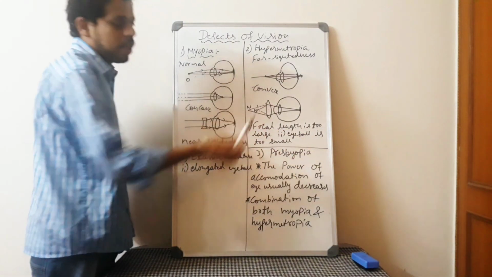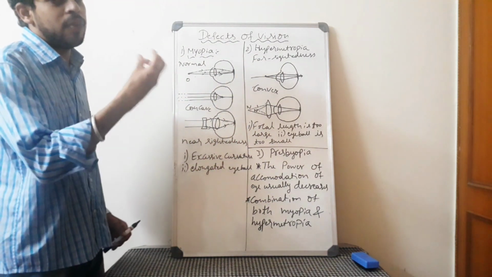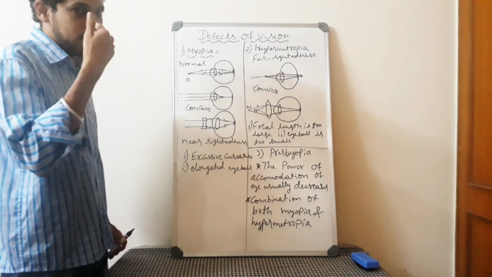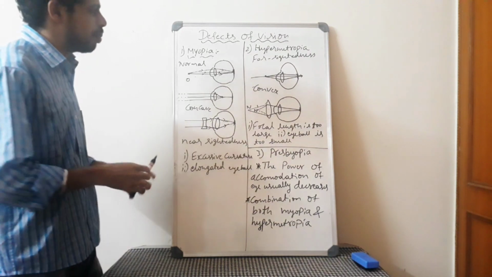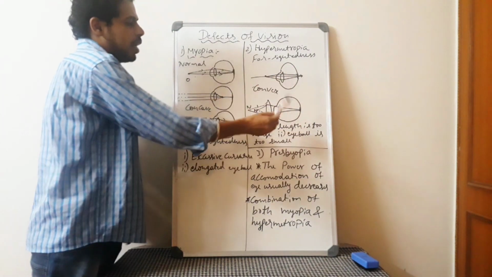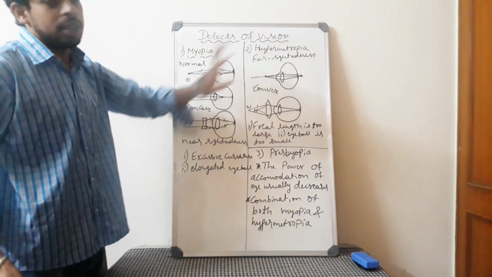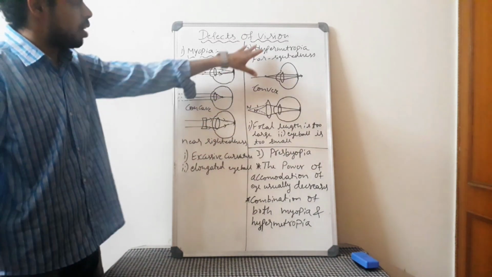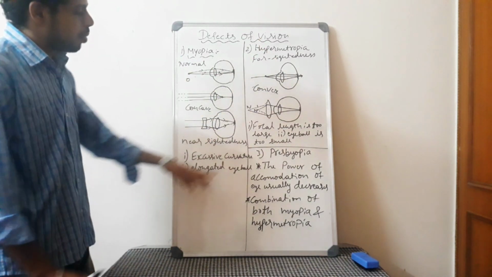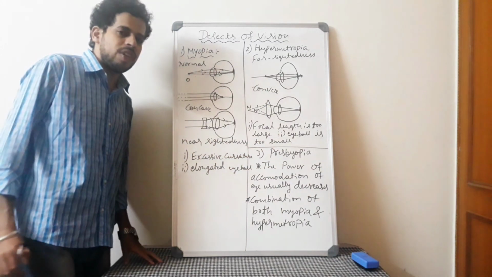Another one is that the eyeball is too small. Some people have a very small eyeball. It is not the eye you are seeing, but the inside part. This ball size will be very small. In such cases they may suffer from a defect called hypermetropia. Next one more is presbyopia.